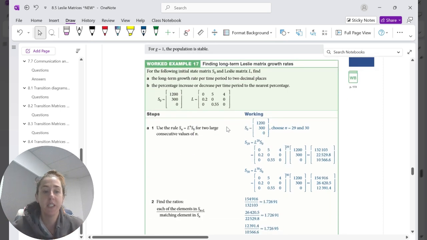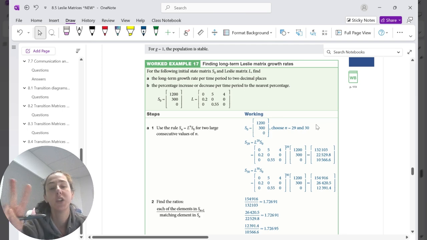So here we go, worked example 17. We've got an initial state matrix and a Leslie matrix, and we want to find the long-term growth rate per period to 2 decimal places. We're also going to find the percentage increase or decrease per time period to the nearest percentage.